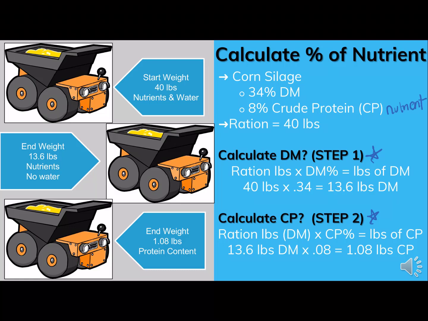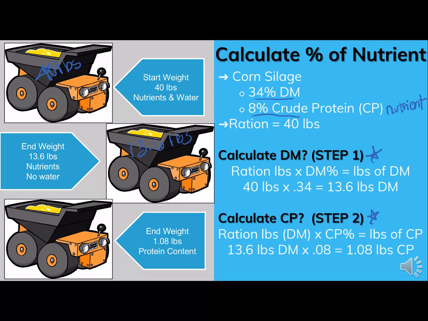So the first thing that we're going to do is go back to our corn silage example. We're not going to change anything because I want to keep this consistent. We're still feeding dairy cows, and we're still at 34% dry matter. But I also looked up in that table and realized, okay, so this specific type of corn silage is 34% dry matter, meaning it's let's say 66% moisture, and it's also 8% crude protein. We're still at 40 pounds for the ration.